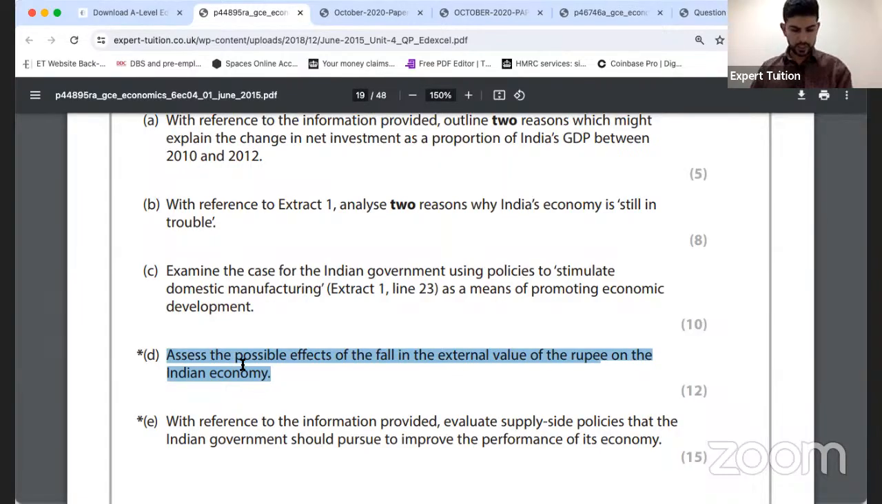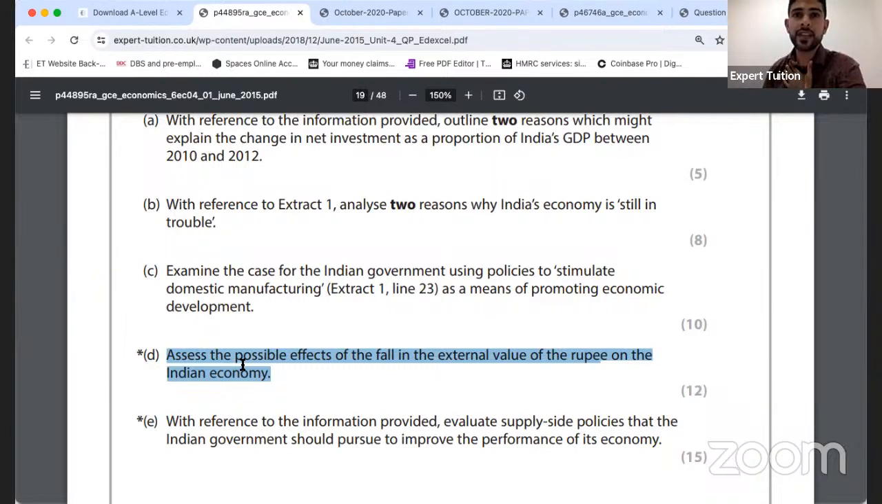Remember how I said to you guys, when it comes to the current account, I want you to always think in terms of China and Germany. Why do people buy Chinese goods? Because they are cheaper, therefore price competitive. Why do they buy German goods? Quality, therefore they are quality competitive. If your currency, let's do it in terms of the rupee, has depreciated, are you more or less price competitive in the global market? The correct answer is that you are more price competitive. Your goods become more attractive in the global market because they are now cheaper.